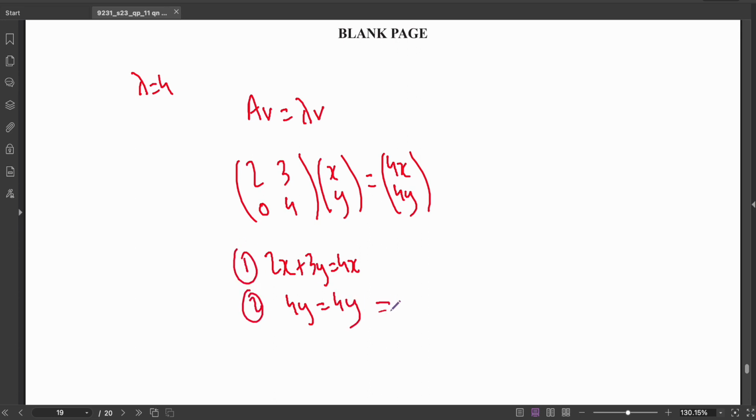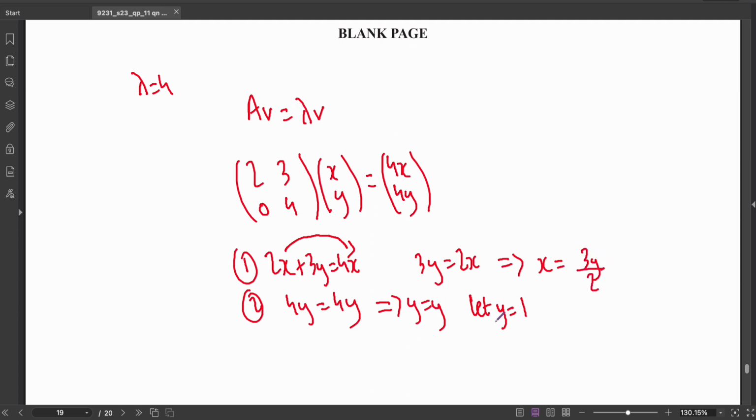Well, from here we can conclude that y is just equal to y. And once again, to keep things simple, we just let y equal 1. So let y equal 1. And then from there, we have 2x plus 3y is equal to 4x. So now I'm going to rearrange this. I'm going to bring the 2x here. So I'm going to have 3y is equal to 2x. And the good thing about these is that you don't really need to solve these equations. So you can just leave it like this, or you can write it as x is equal to 3y over 2. So when y is equal to 1, our x is going to be equal to 3 over 2.